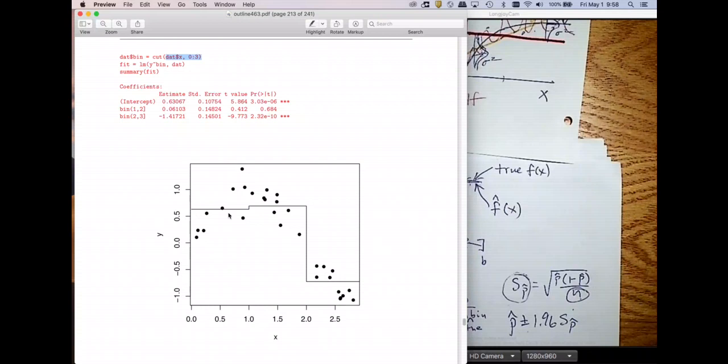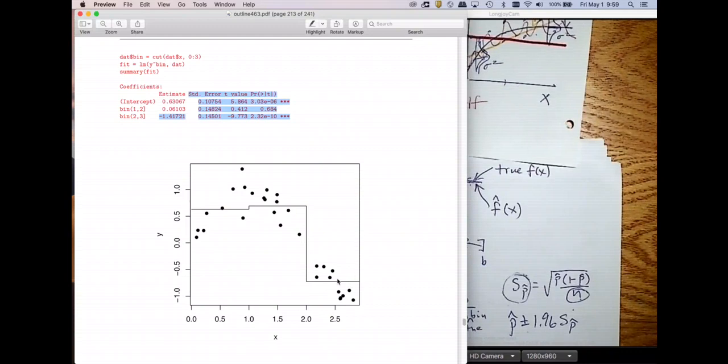The height of this bar would be the intercept, which would be 0.63. The interpretation of this bin from 1 to 2 is that this step goes up by 0.06. So the height of this line is really 0.63, the intercept, plus 0.06. So that's going to be at about 0.69. Then what is the height of this step? Well, it's going to be 1.42 less than the intercept. So it would be the intercept minus 1.42, which is about minus 0.8 or so. And that would be the height of this. And so that's my function.